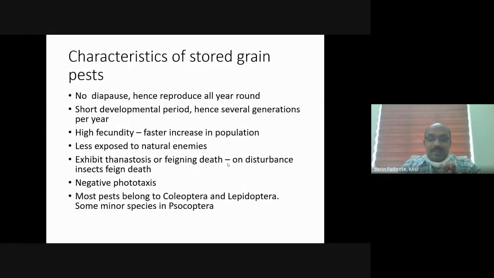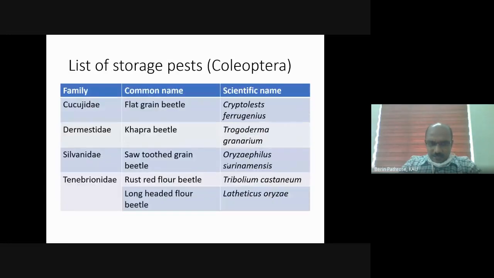But 99.9% of the insect pests attacking stored grains belong to these two orders, Coleoptera and Lepidoptera. We don't have so many orders. We don't have a Hemipteran, we don't have a Dipteran, we don't have an Orthopteran attacking stored grains. So this is another feature of stored grain pests. And I am listing the storage pests.